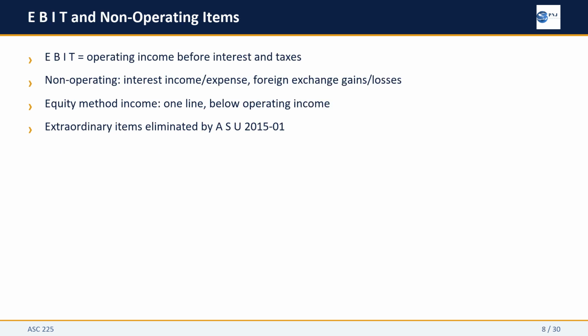EBIT, earnings before interest and taxes, is the demarcation line between operating performance and financing decisions. Below it sit interest expense, foreign exchange impacts, and equity method income from investees. A critical rule to remember: extraordinary items no longer exist under GAAP. ASU 2015-01 eliminated them in 2016. Any item previously classified as extraordinary now flows through continuing operations as an ordinary item.